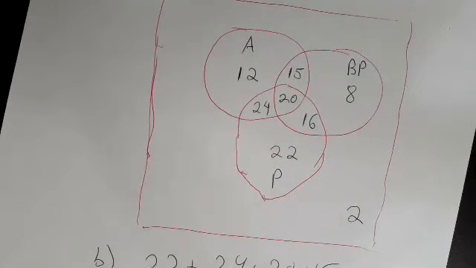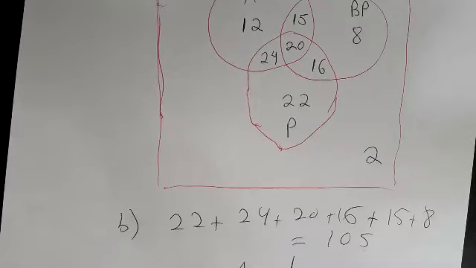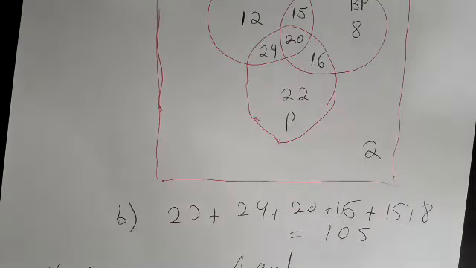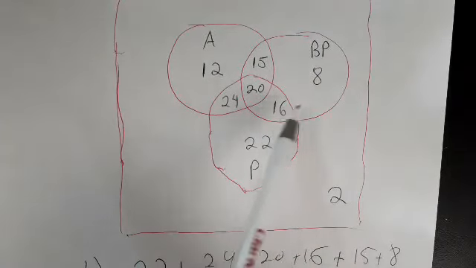Did you just do number E? That was part B. How many patients took pain medicine or blood pressure medicine? Oh. And so if we look at part C, how many patients took blood pressure medication but not antibiotics? So we are in blood pressure. So blood pressure but not antibiotics.